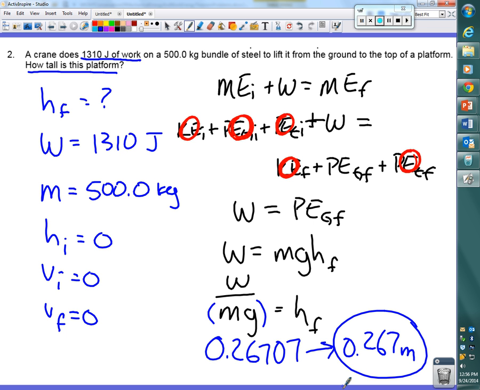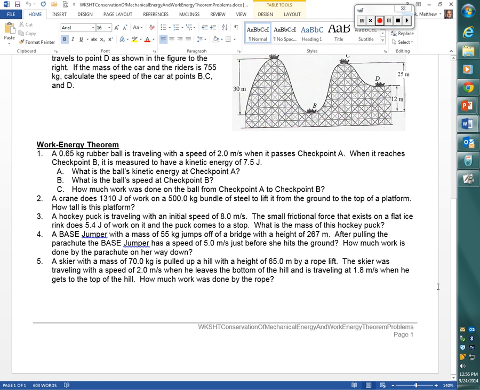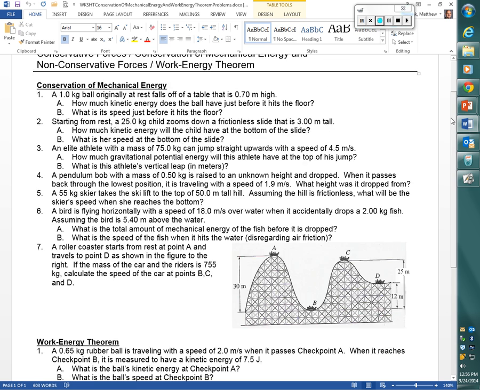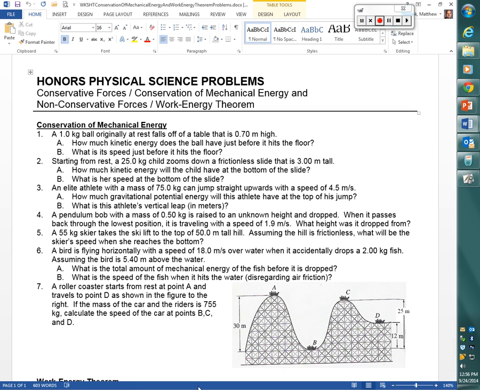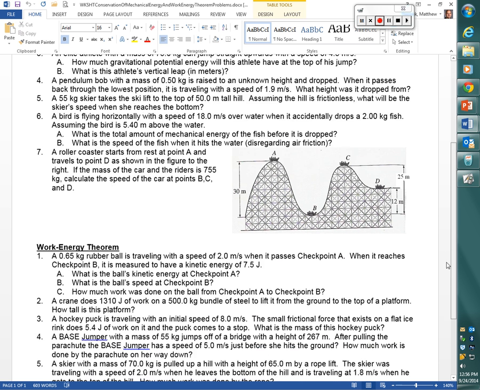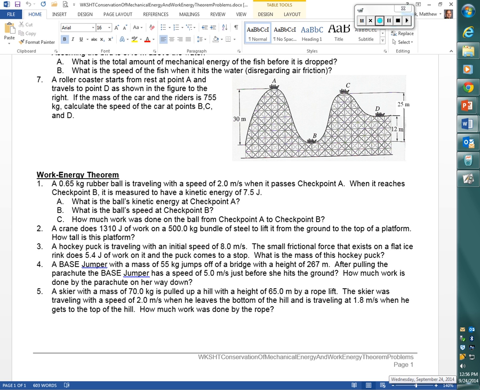Okay. All right. So what I would like you to do this evening, and you guys have like 10 minutes now, so if you want to start it, you can. I would like you to try, up on the conservation of mechanical energy part, number 5 and number 6. Okay, so 5 and 6. And then down at the bottom, the work energy theorem part, number 1 and number 3. Okay? So that's what I would like you guys to try for homework this evening.